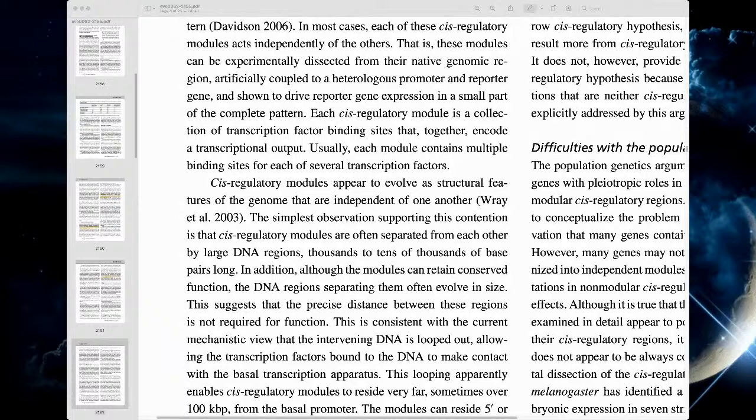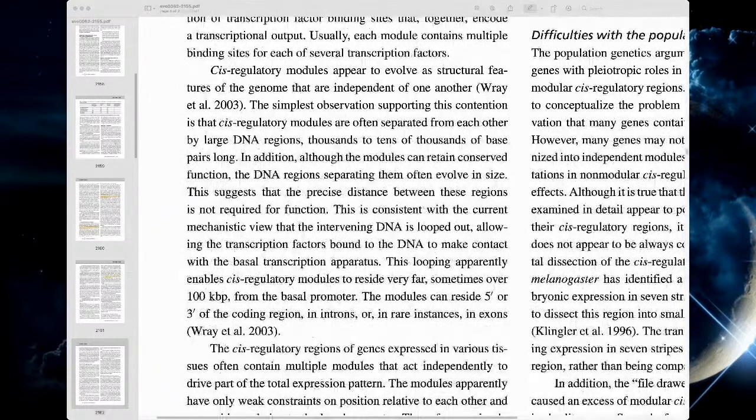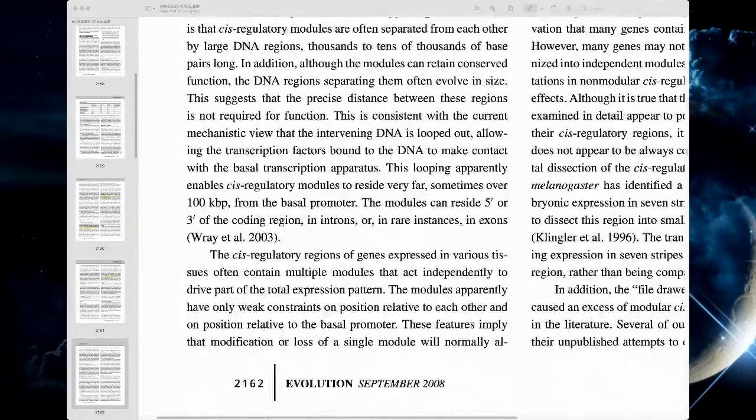This is consistent with the current mechanistic view that the intervening DNA is looped out, allowing the transcription factors bound to the DNA to make contact with the basal transcription apparatus. This looping apparently enables cis-regulatory modules to reside very far, sometimes over 100,000 base pairs from the basal promoter. The modules can reside 5' or 3' of the coding region, in introns or, in rare cases, in exons. Wow.